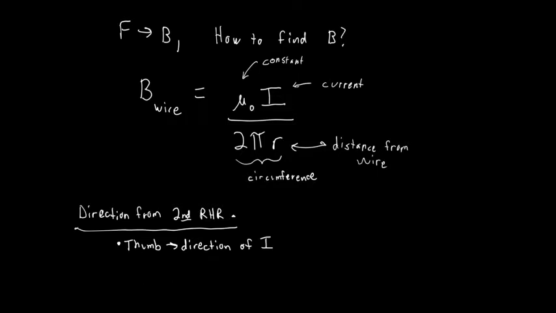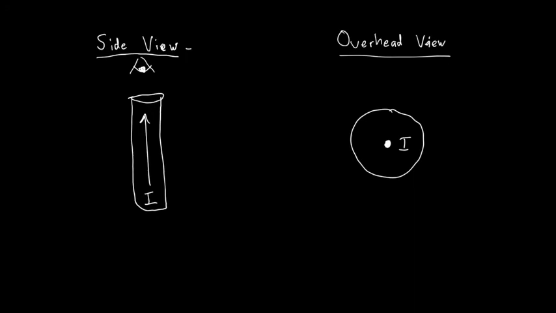Let's try to visualize this. So I have two pictures here. This is the same situation. Here I'm looking at a side view. So I'm looking at a wire where I have current that's going up, and I want to think about an overhead view of this. So I imagine my eyeball up here looking down on this, and this is what I'm going to see. I'm going to see this circular wire, and I'm going to see some current. That current is coming out towards me, so I draw that as a little dot.